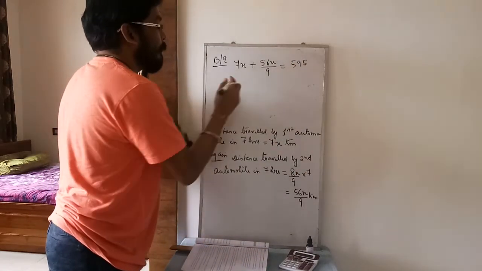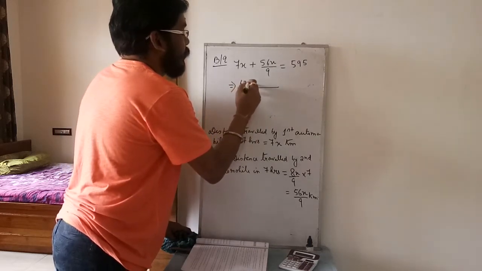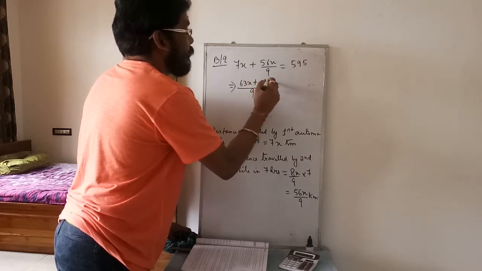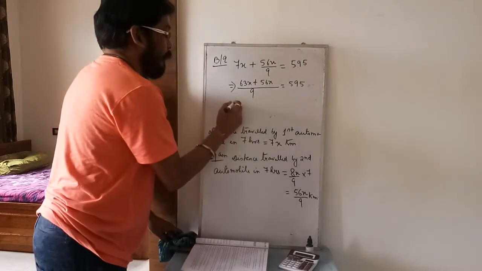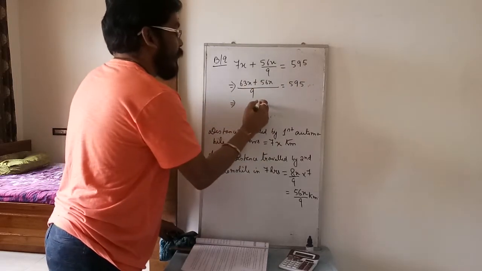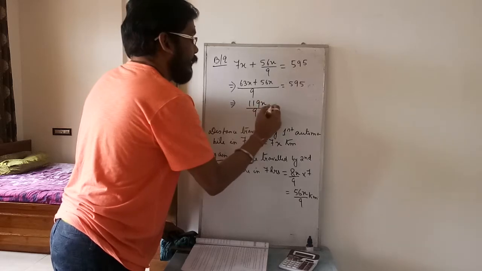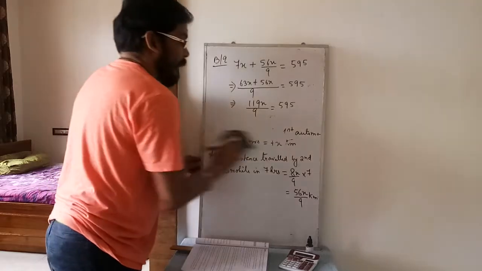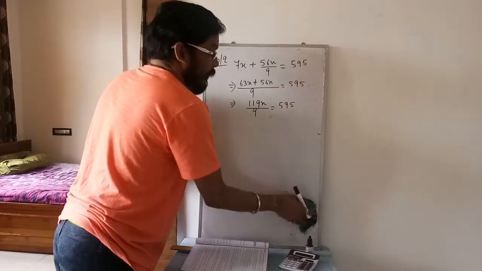So what will be my LCM? It will be 9. So 9 times 7 is 63x plus 56x equal to 595. So 63 plus 56 is 119, so 119x by 9 equal to 595. To get the value of x, solving is already taught in exercise 7a.